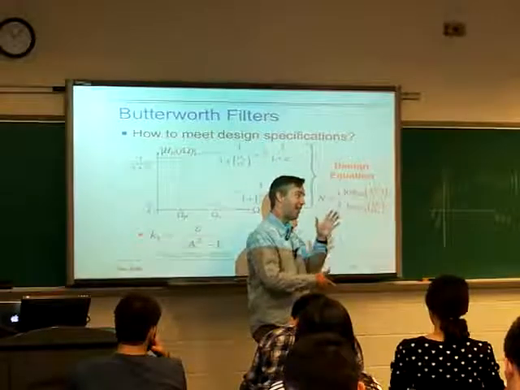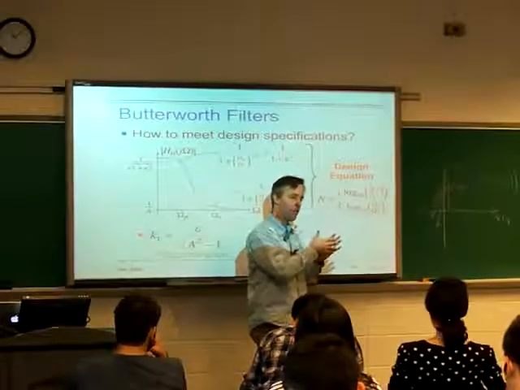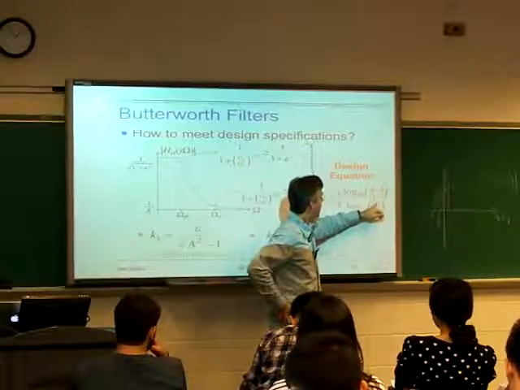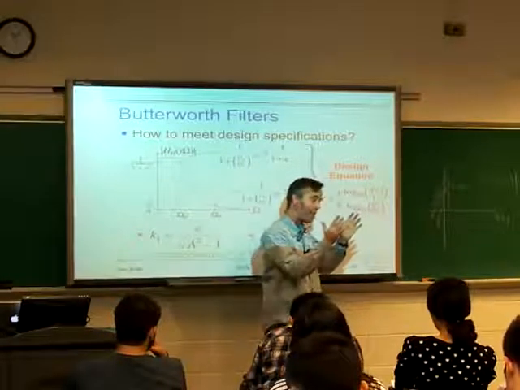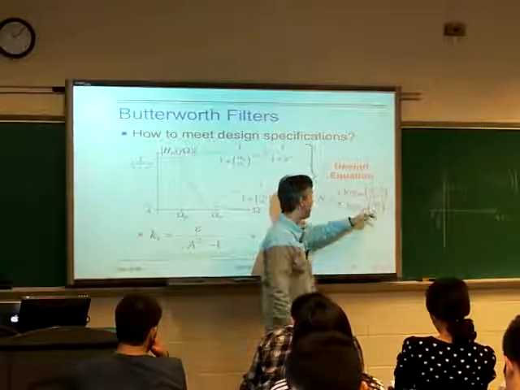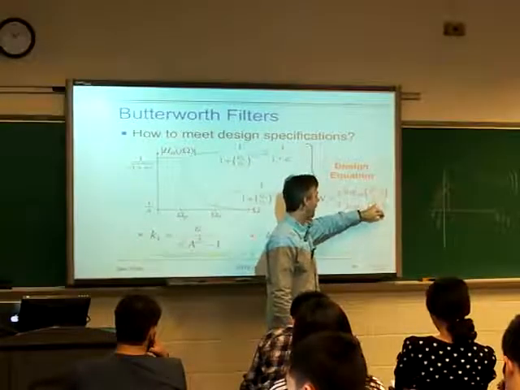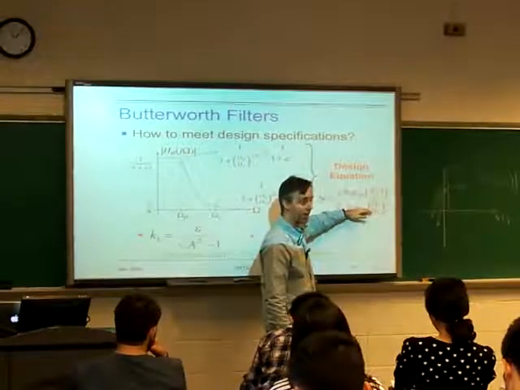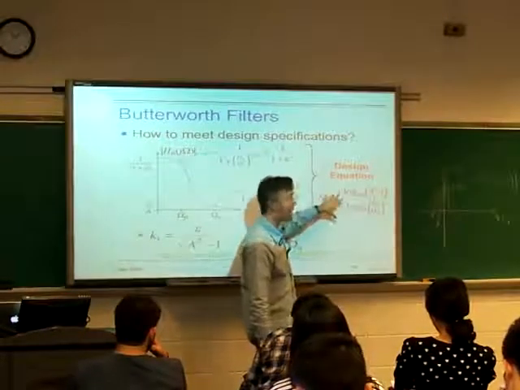How many times the frequency of the pass band edge is the stop band edge. And as this gets closer to 1, so the stop band edge gets closer and closer to the pass band edge, this thing gets close to 1, so the log of it gets close to 0. So we're dividing by something which is getting close to 0, so n is getting larger. So this has the right behavior.